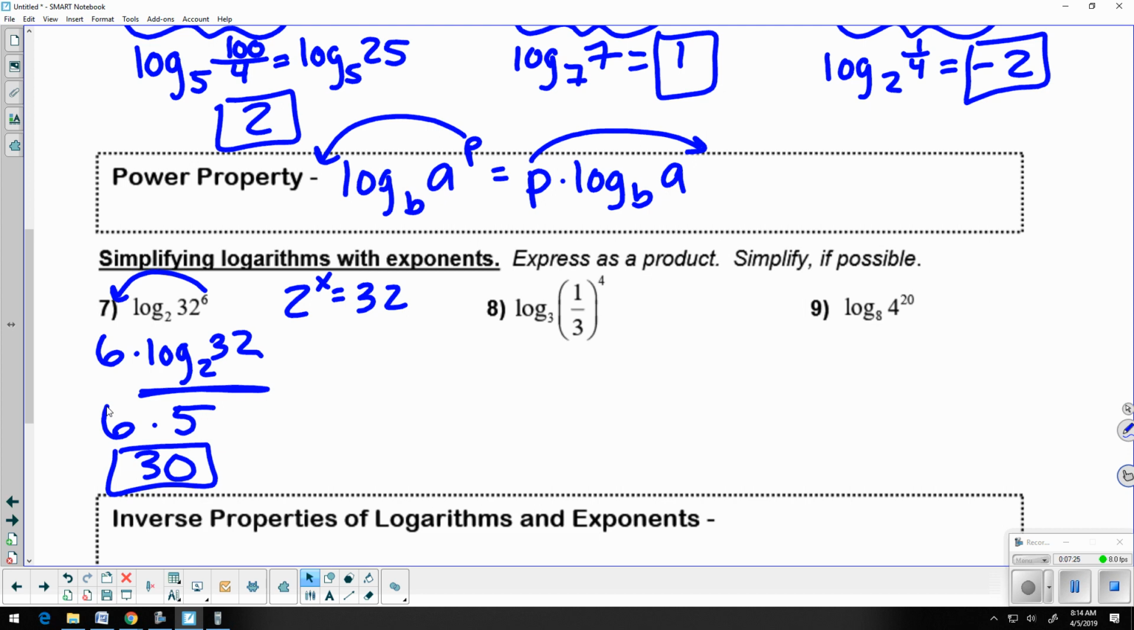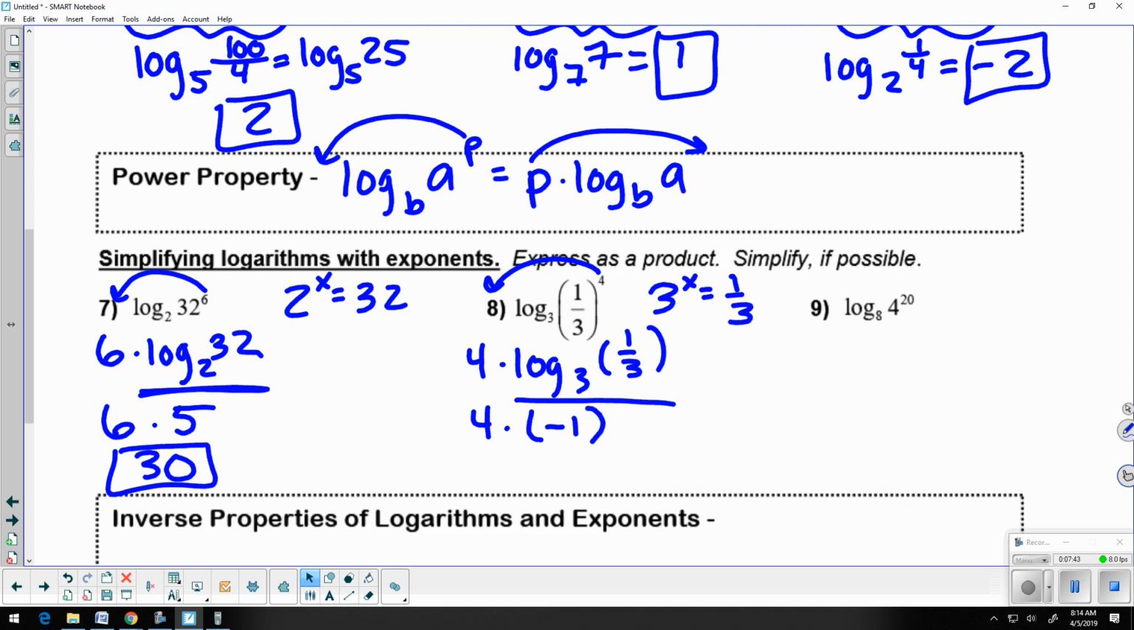So for number 8, again, I'm just going to use the power property. I'm going to bring my exponent forward, making this 4 times log base 3 of 1/3. Now simplify the logarithm. So 3 to what power is 1/3? That's the question. 3 to what power equals 1/3? That'd be -1. So we're really just doing 4 times -1, where my answer would be -4.